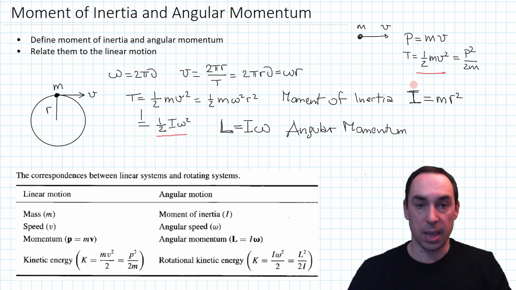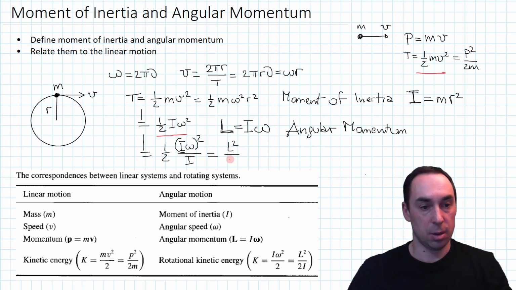Let's check if we can continue the parallel using that definition of angular momentum. If I multiply in this equation both the numerator and the denominator by I, I can write 1/2 I omega squared over I. And that would be, just because I omega is just L, it's going to be L squared over 2I, which is exactly the same form that we have here.